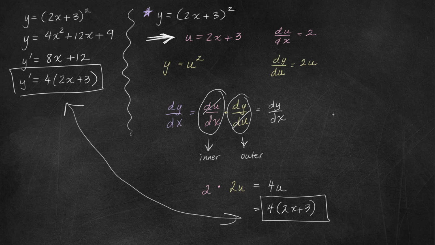When we multiply the derivative of the outer function and the derivative of the inner function, that's what we refer to as the chain rule. Let's try this again with a new function, y equals (2x plus 3) to the power 7.